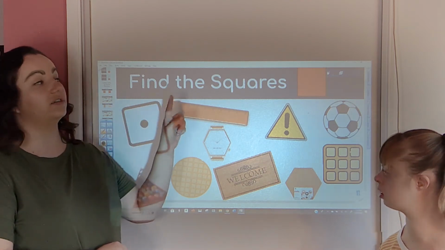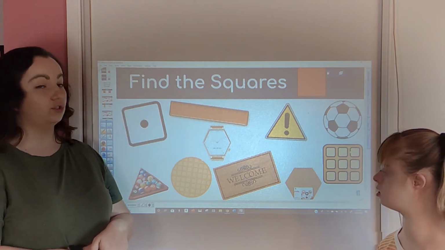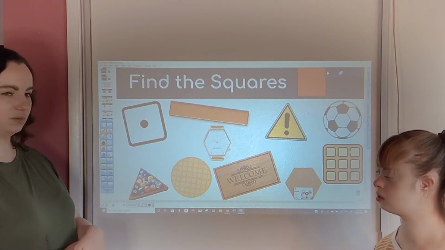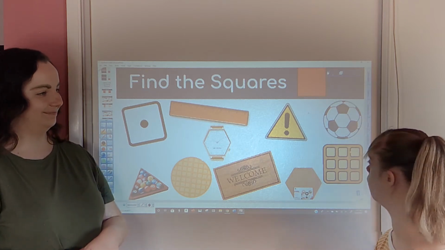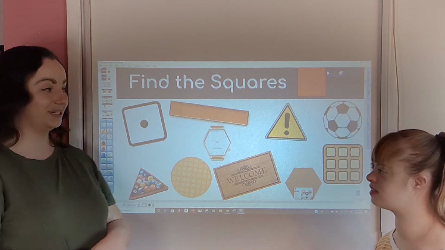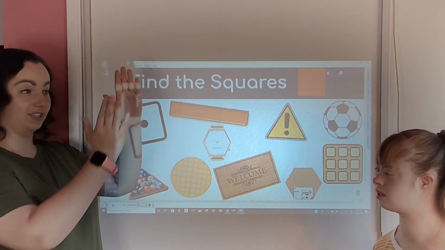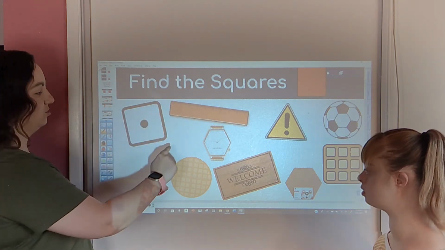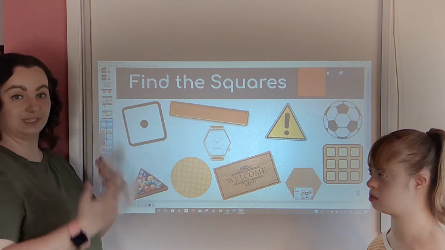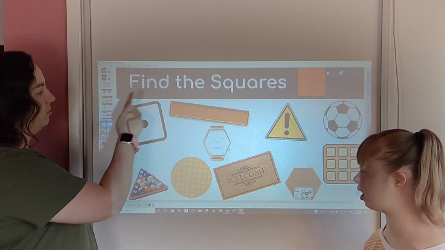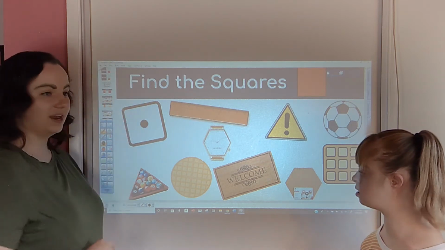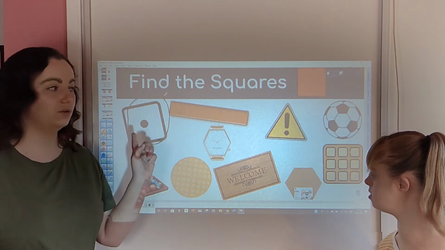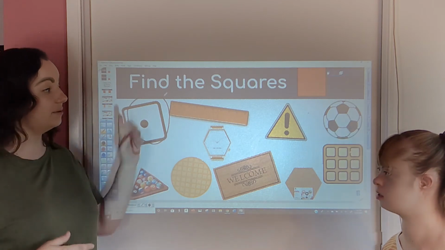We're looking for the two squares in this picture. Two pictures that have four equal sides and four vertices. Do you see a square in this picture at all, Kaylee? I'll help you out. I'm going to give you the first one, okay? Don't be tricked if a shape is slightly on an angle. Right here, there's one, two, three, four looking about the same size sides, and one, two, three, four vertices. This right here is a square. Yay!